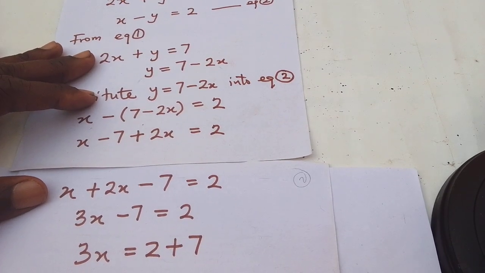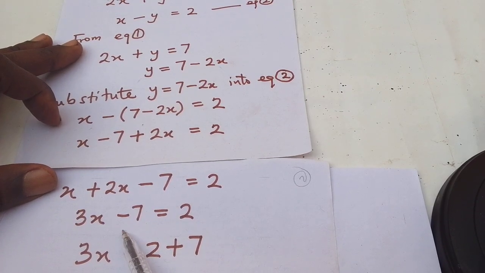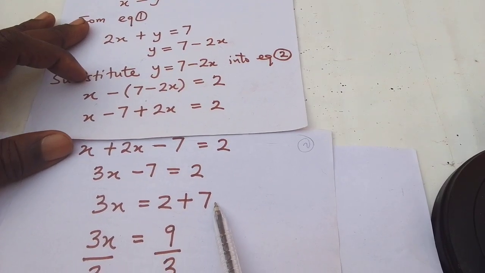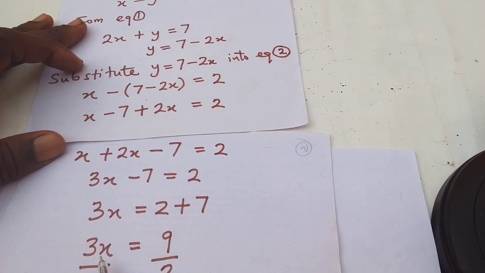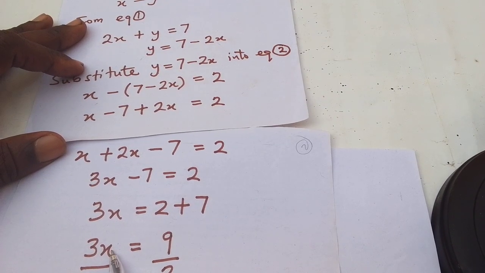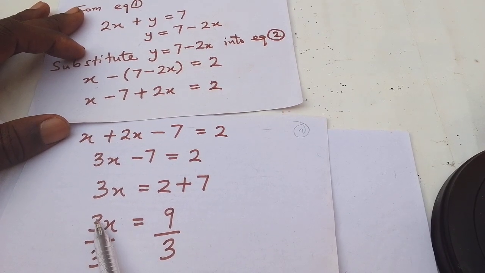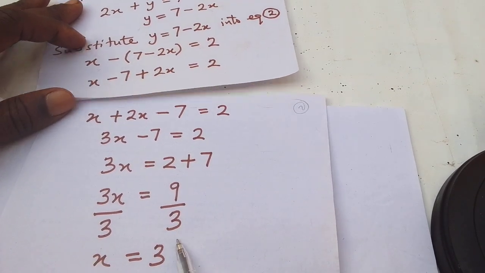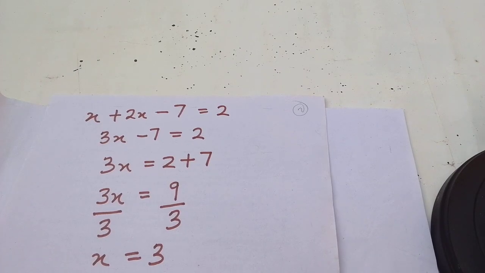So we will now bring this minus 7 to the other side. When you bring it to the other side, you now have 3x is equal to 2, and when minus 7 comes here, it turns to plus 7. 2 plus 7 will give us 9. So we are now having 3x equals 9. To get x, divide both sides by the coefficient of x, which is 3. 3 cancels 3 here, remaining x. X will be equal to 9 divided by 3, which is 3. So the value of x is 3.